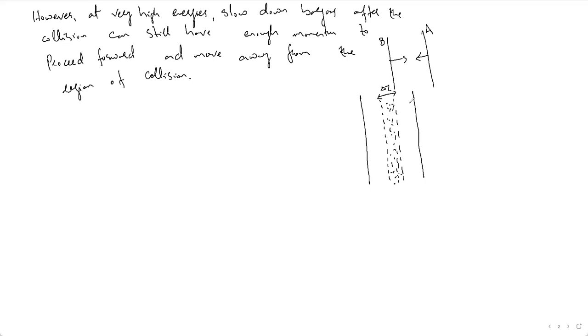Now, after the collision, this A will move in this direction, so let me represent it by A dash. This B has enough momentum, so it will cross this barrier and move in this particular direction. So that's what I am saying: at very high energies, these slowed down baryons after the collision have enough momentum that they will proceed in the forward direction, moving away from the region of the collision. This is the region of collision. After the collision, A will go in this direction and B in this direction, because of their very high momentum.